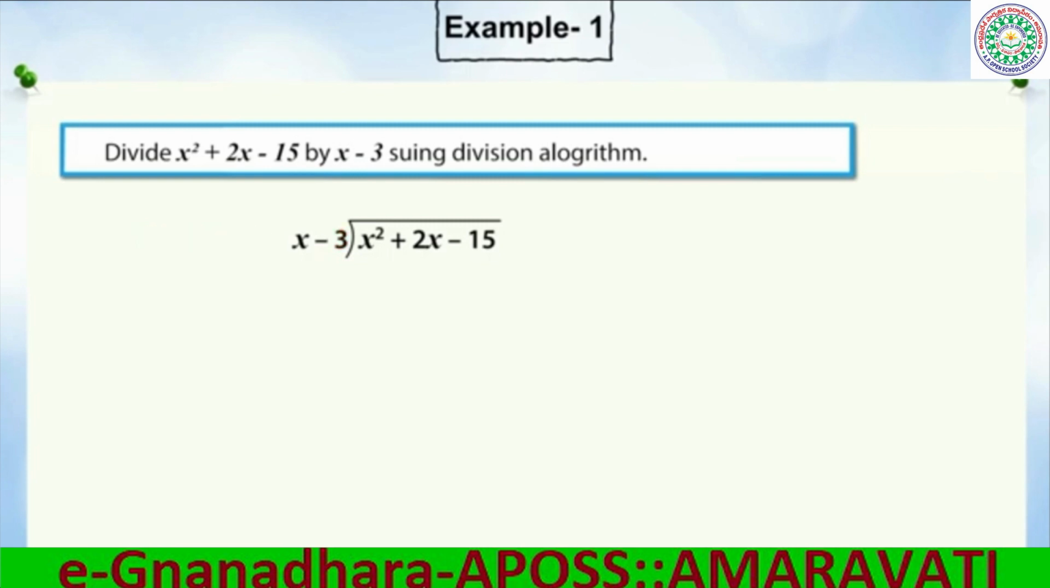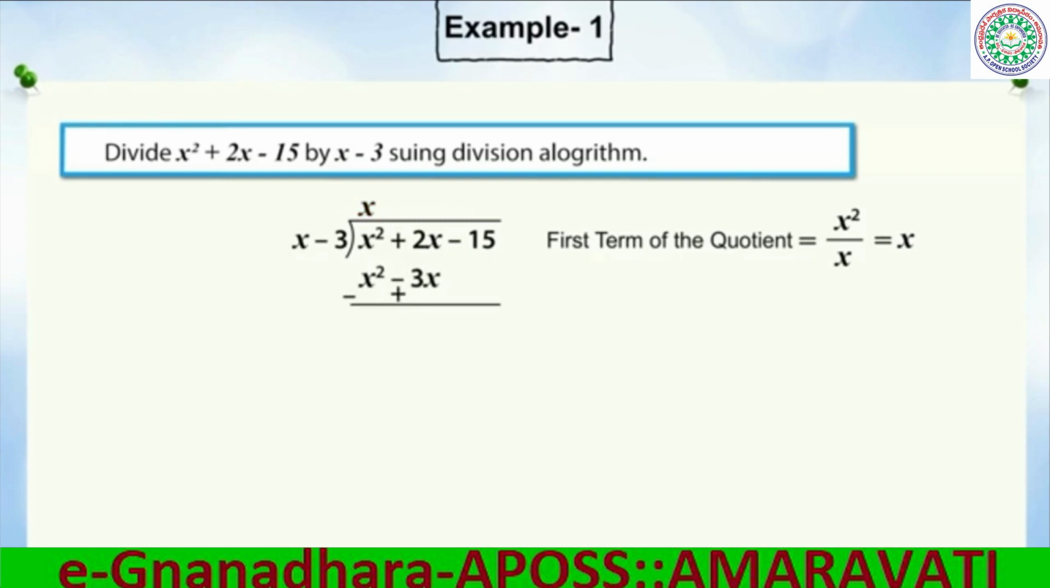In the previous video, we saw that to get the first term of the quotient, we divide the term with the highest power of the dividend, that is, x squared, by the highest power of the divisor, that is, x. This will give x, which is the first term of the quotient.